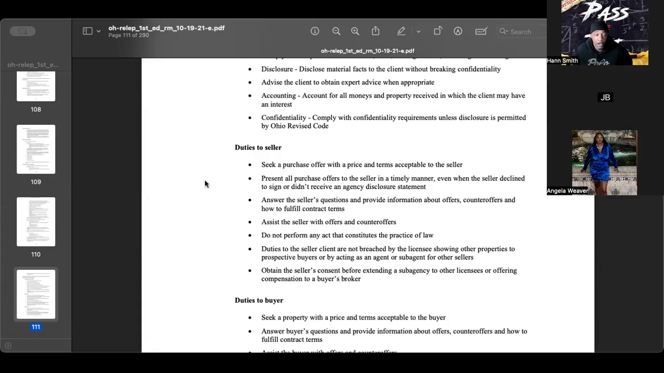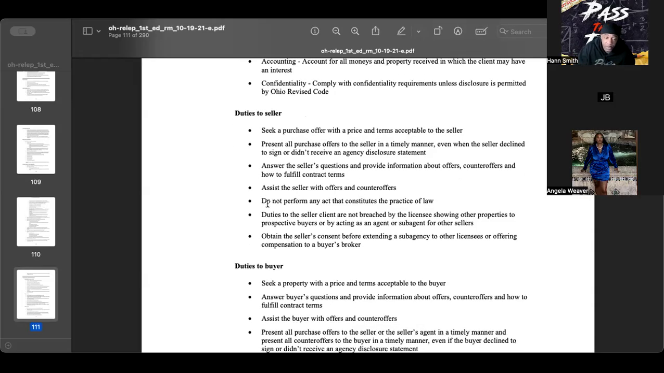Duties to the seller are not breached by the licensee showing other properties to prospective buyers or by acting as an agent or sub-agent for other sellers. All right. Obtain the seller's consent before extending a sub-agency to other licensees or offering compensation to a buyer's broker. You want to let them know, like, hey, I'm going to have Angela look over this, we'll help you out finding houses. Is that okay? Or I'm going to have Angela assist me with this listing, and she's going to help us sell the property.